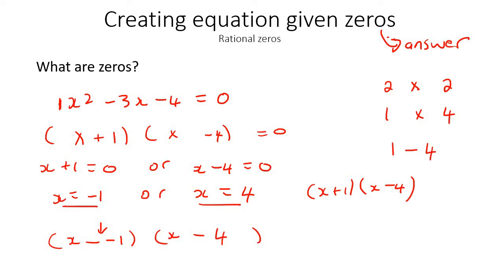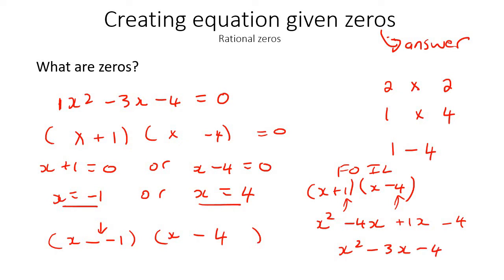And then what you do is you just multiply these 2 brackets together using the FOIL method. So first times first, which is x times x, which is x squared. Then the outers, which would be those ones, and that's going to give you negative 4x. Then the inners, which would be the 1 and the x. And then the last times the last, which would be the 1 and the negative 4. Then you go ahead and you say x squared, take away 3x, take away 4. Look at that. We've created the equation just by knowing what the zeros were.